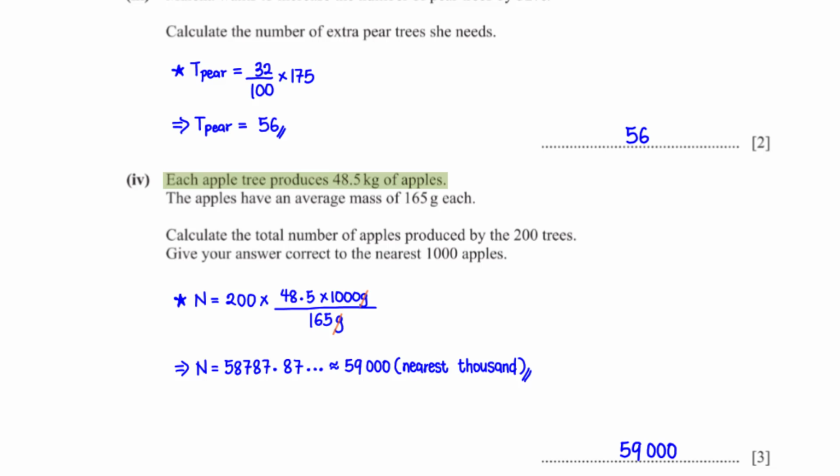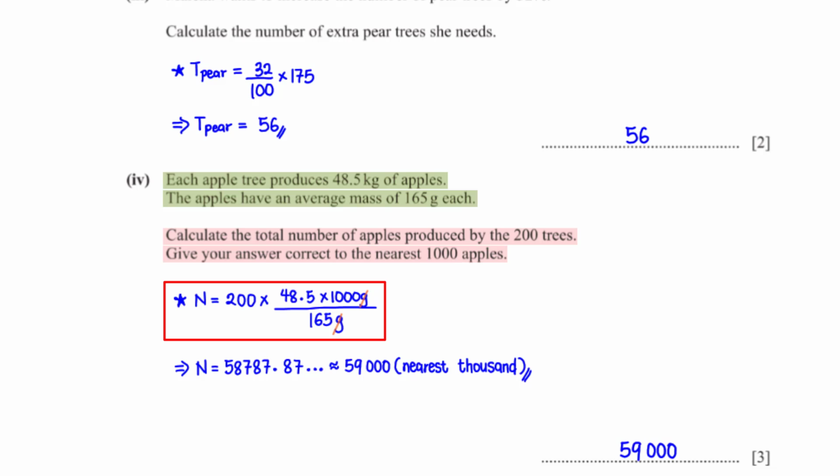Each apple tree produces 48.5 kilograms of apples. The apples have an average mass of 165 grams each. Calculate the total number of apples produced by the 200 trees. Give your answer correct to the nearest 1000 apples. The total number of apples would be equal to 200 times the number of apples produced by each tree, which is 48.5 times 1000 grams divided by 165 grams. When we type this into the calculator, this is what we have.